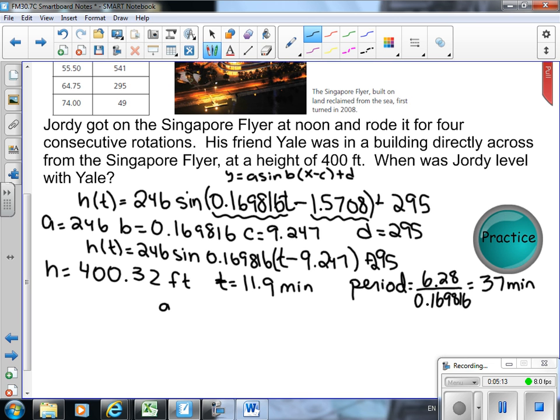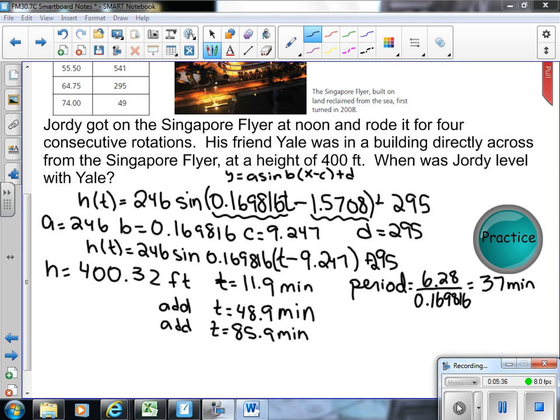So add 37 again. So the second time around, T will be 48.9 minutes. And the third time around, T equals 85.9 minutes. And the fourth time, the last time around, he'll be at T equals 122.9 minutes. So those are the times he's at 400 feet going up.